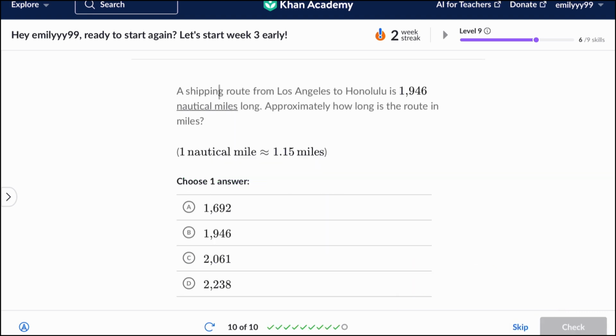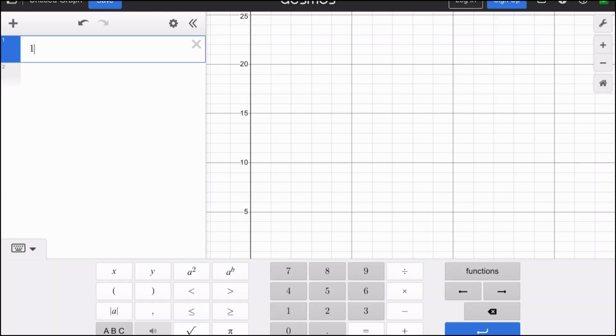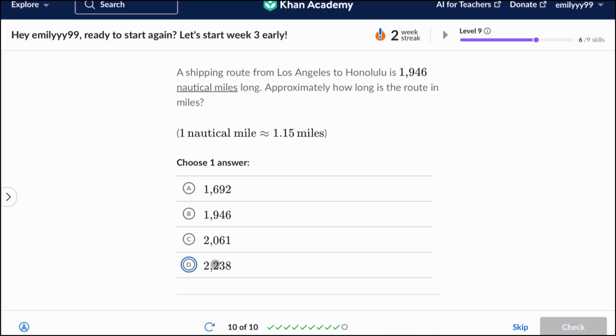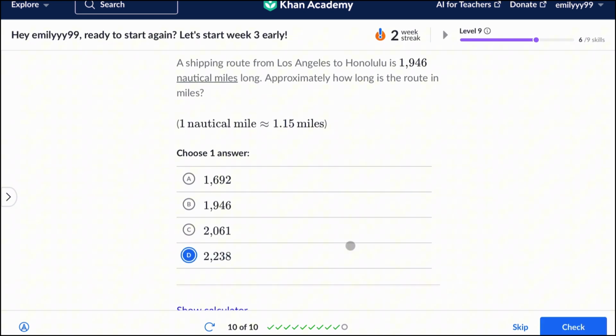Okay. A shipping route from Los Angeles to Honolulu is 1,946 nautical miles long. Approximately how long is the route in miles? So 1 nautical mile is 1.15 miles. So all we have to do is multiply this by 1.15. 1,946 times 1.15. That gives us 2,237.9, which rounds up to 38. So 2,238 miles long.